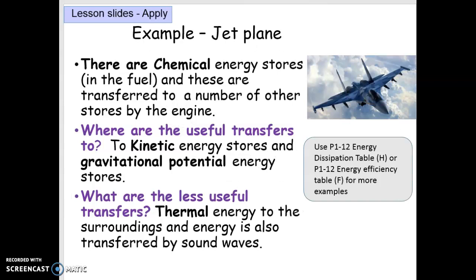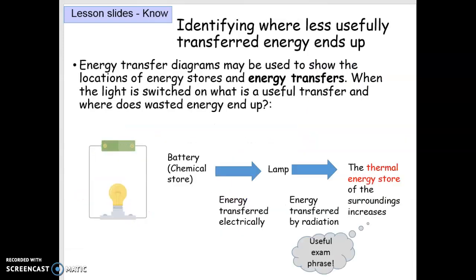So here's some examples. This is applying information. So chemical energy stores in fuel. This is for a jet plane, and these are transferred to a number of other stores by the engine. So the useful stores will be kinetic energy stores and gravitational potential energy stores as the vehicle climbs higher. But less useful energy stores will be thermal energy to the surroundings, energy transferred by sound waves, also thermal energy transferred to parts of the components themselves. So what we need to do is identify where less usefully transferred energy ends up.